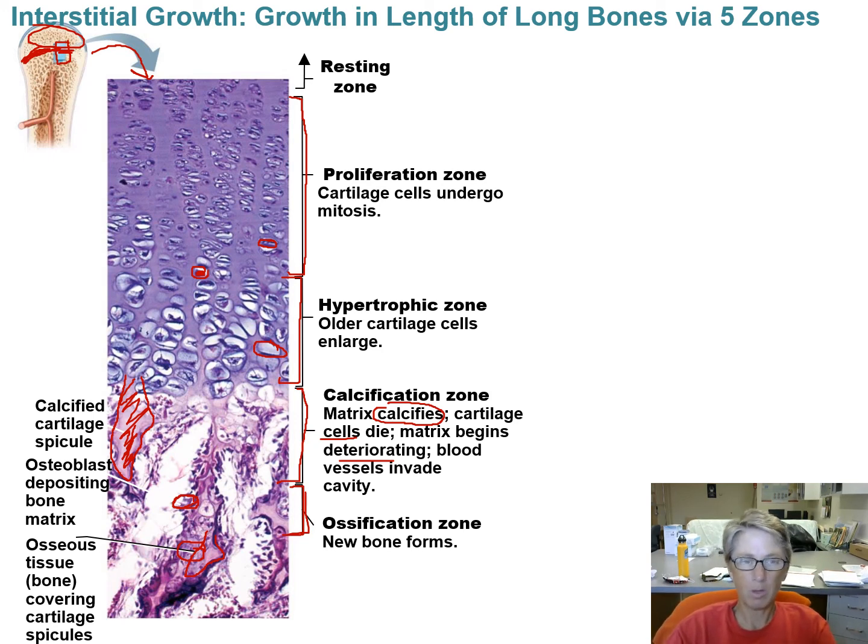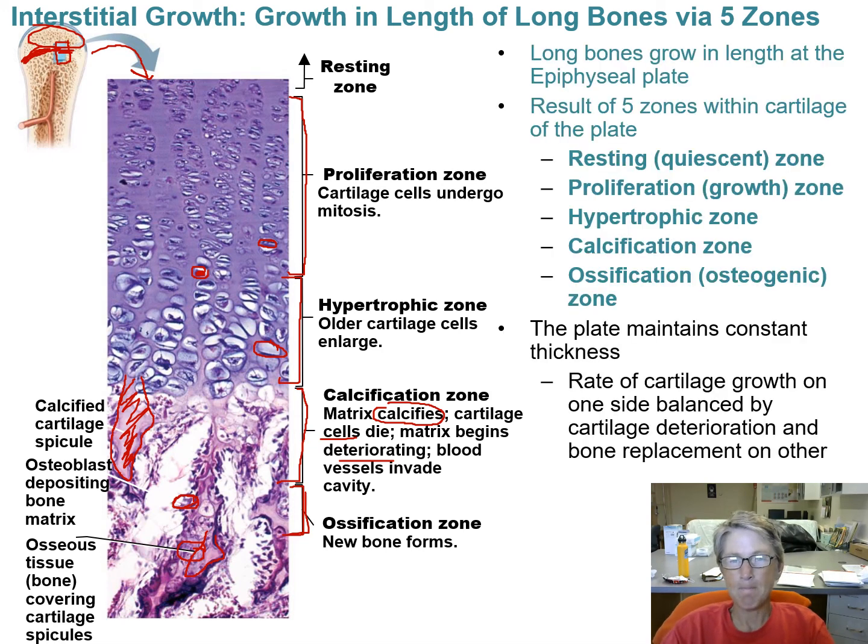Because remember, ultimately what you want to do is get rid of the cartilage and put in bone. So long bones grow in length at the epiphyseal plate. That's this area here. You have these 5 zones: resting, proliferation, hypertrophic, calcification, and ossification, or osteogenic zone. The plate maintains a constant thickness, but the rate of cartilage growth on one side, this side, is balanced by cartilage deterioration and bone replacement on the other side of the epiphyseal plate.